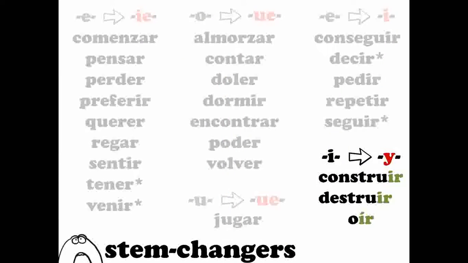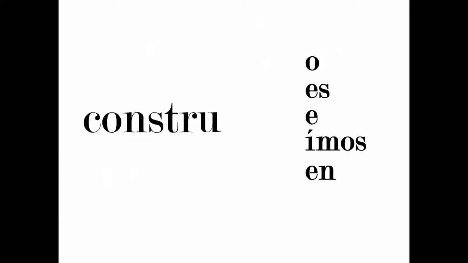I to Y is slightly different, but it follows the same pattern. So there are certain letter combinations that make this something that happens. Instead of changing the middle of the root, a certain letter, you add a letter. So there's nothing here. You put a Y. Construyo, construyes, construye, and then construimos, construyen.